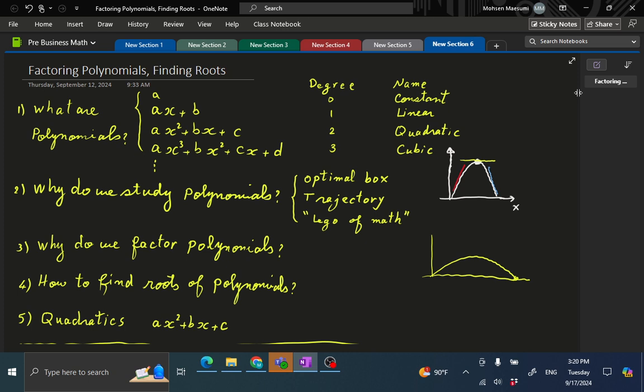We talked about factoring polynomials in the last lecture. Today we are going to talk about finding roots of polynomials. Let's see why this is important and how we are going to do it.